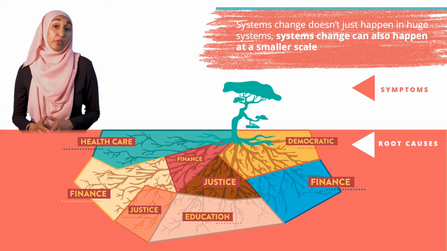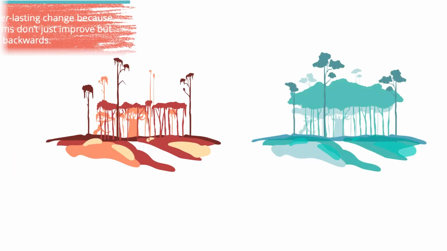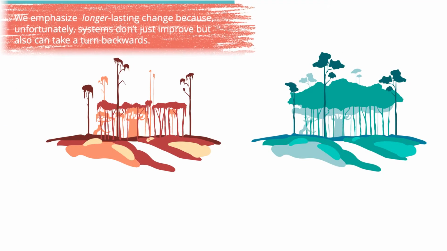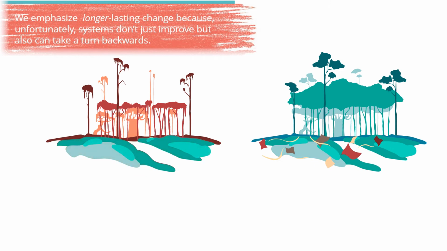If we continue with our previous example, we emphasize longer lasting change because, unfortunately, systems don't just improve, but also can take a turn backwards. Even after a successful policy change, for instance, it might be undermined by a different policy change or perhaps simply not implemented well with little effect at the end. For that reason, it's better to think of systems change as improving and maintaining the health of a system rather than as, woohoo, mission accomplished.